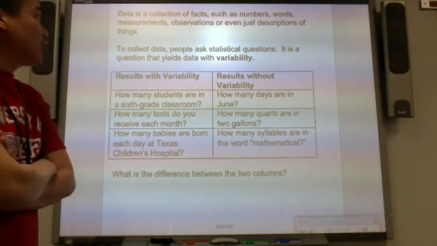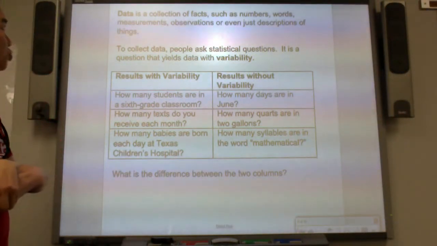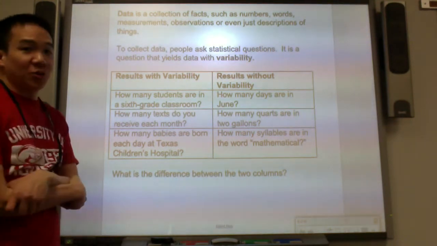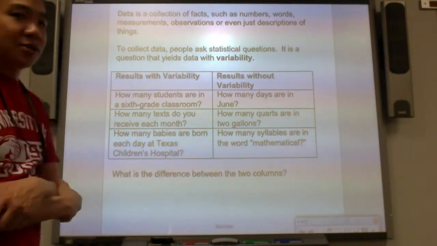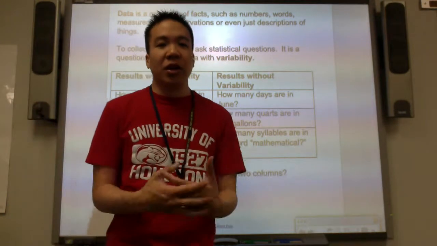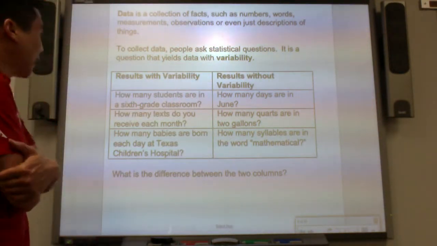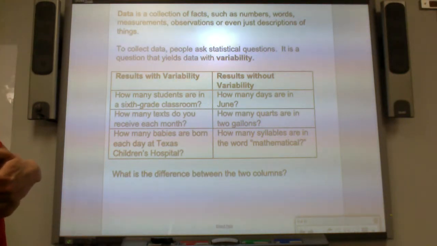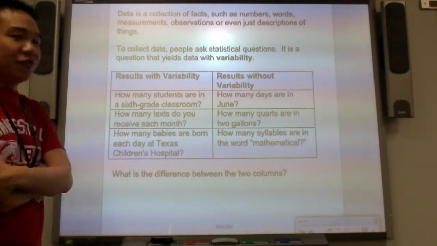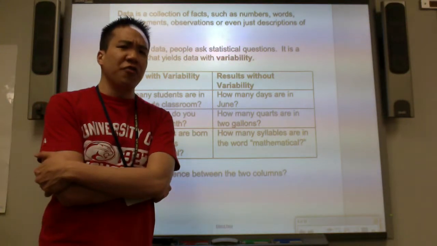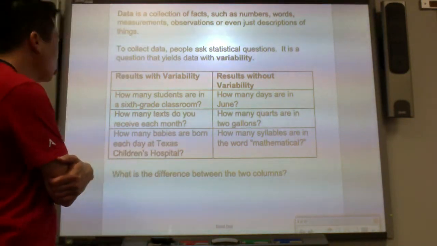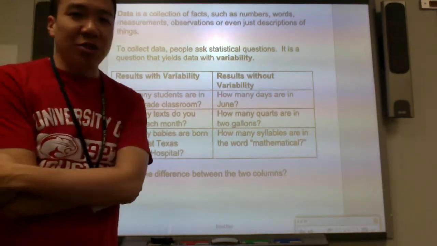Data is a collection of facts such as numbers, words, measurements, observations, or even just descriptions of things. Scientists always collect data. They want numbers about something, descriptions about something. To collect data, people ask statistical questions. It is a question that uses data with variability. So we're going to learn a word called variability. Results with variability, results without variability.